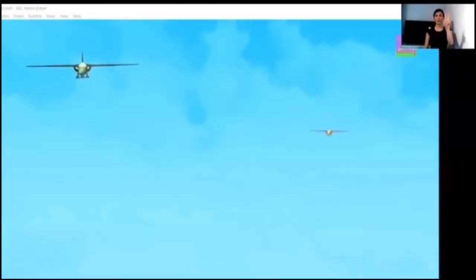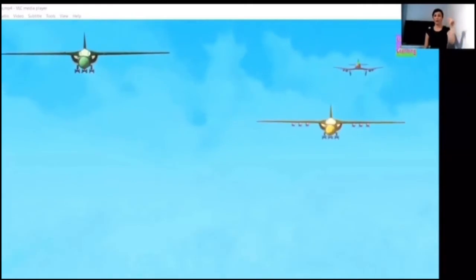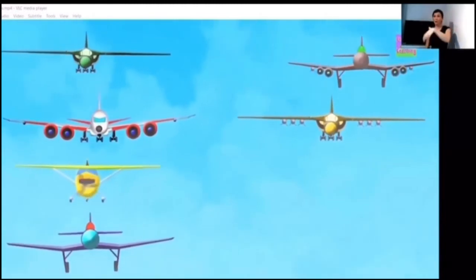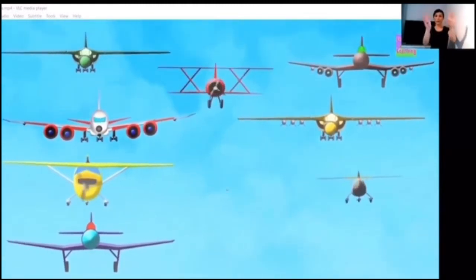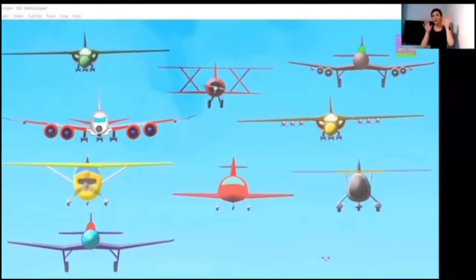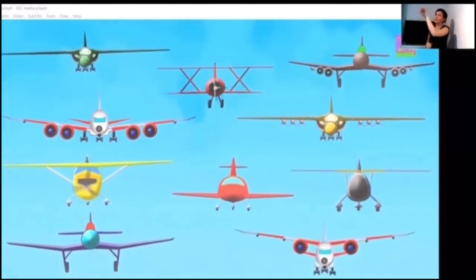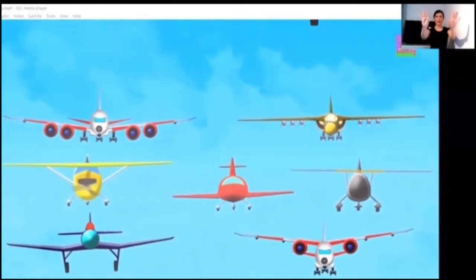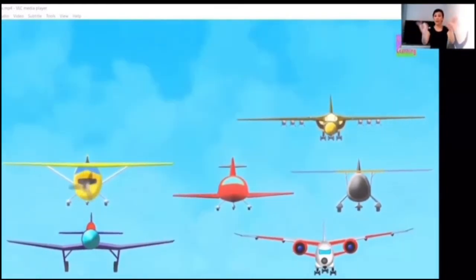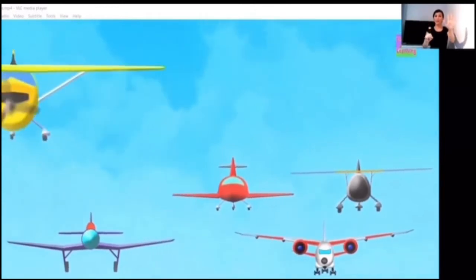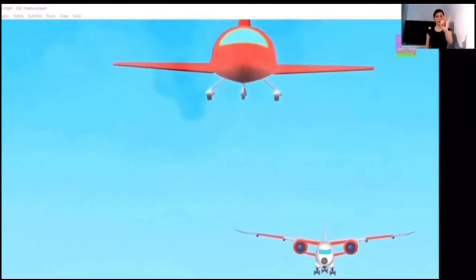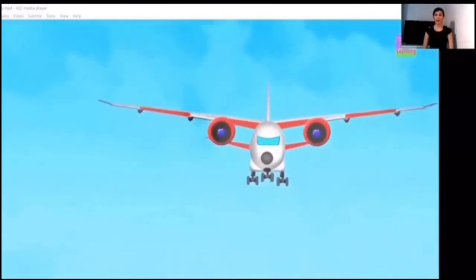One little, two little, three little airplanes, four little, five little, six little airplanes, seven little, eight little, nine little airplanes, ten little airplanes flying high. Ten little, nine little, eight little airplanes, seven little, six little, five little airplanes, four little, three little, two little airplanes, one little airplane flying high.